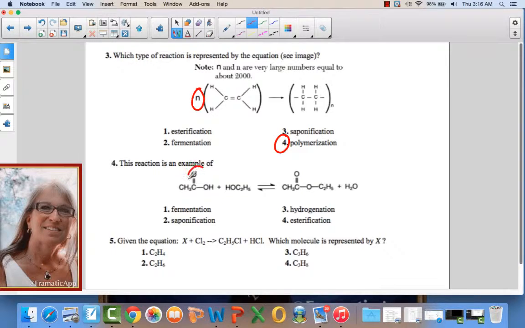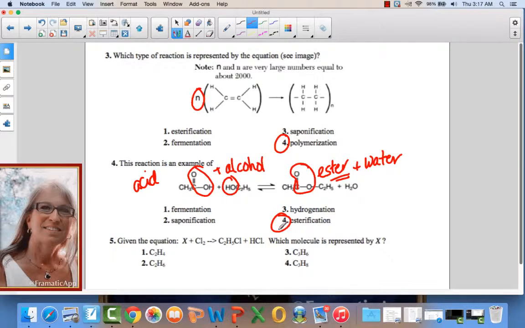COOH is an acid. The OH, or HO, because it's written on the left, is an alcohol. So we have an acid plus an alcohol. And then I have a COO functional group. COO, when we look in Table R, is an ester and water. So the name ester tells you it's esterification.